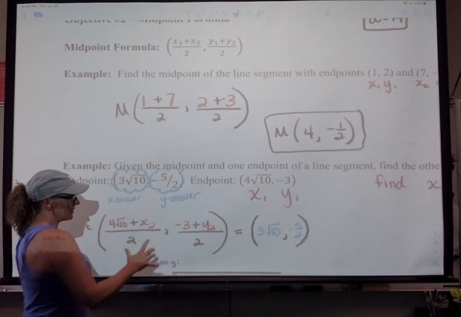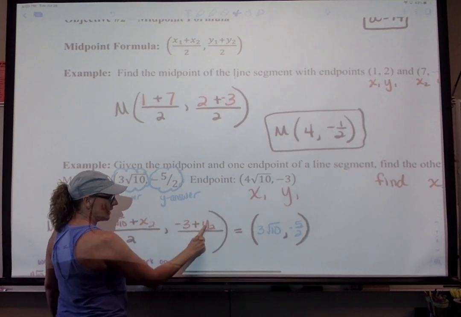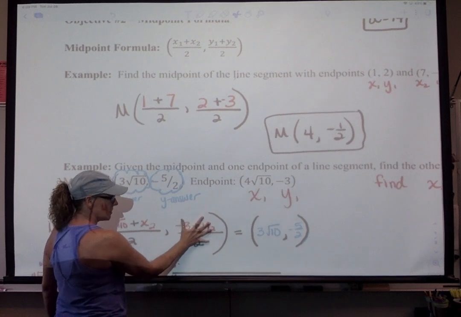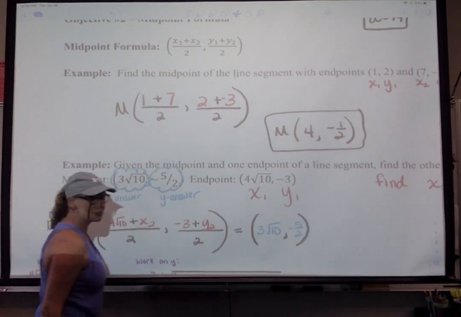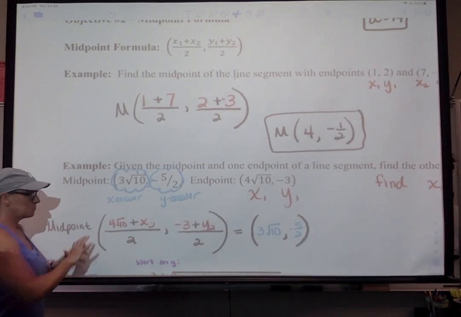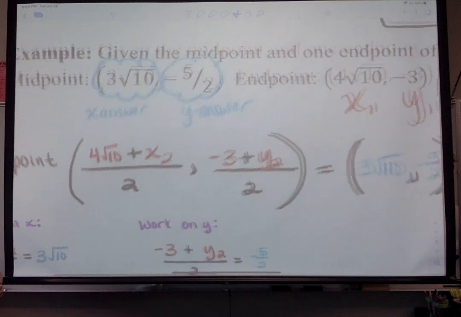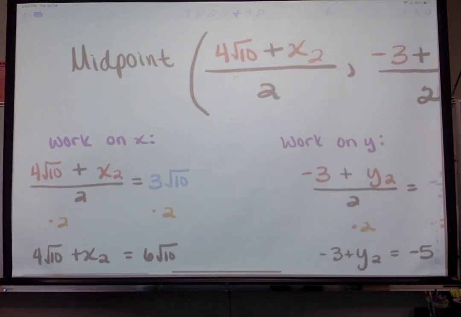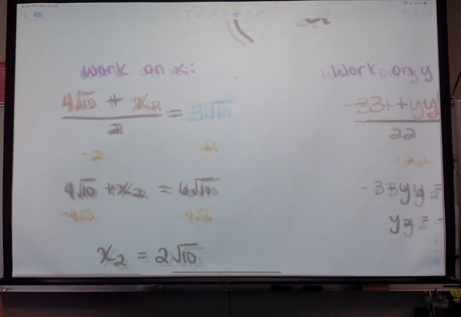And then I'm going to do it on my y's. y1 plus y2 divided by 2. The answer that that's supposed to get me is negative 5 halves. So then I've split, from that point, I split it up into 2 parts. I show you how I work on x and then I work on y. So let's focus on x.